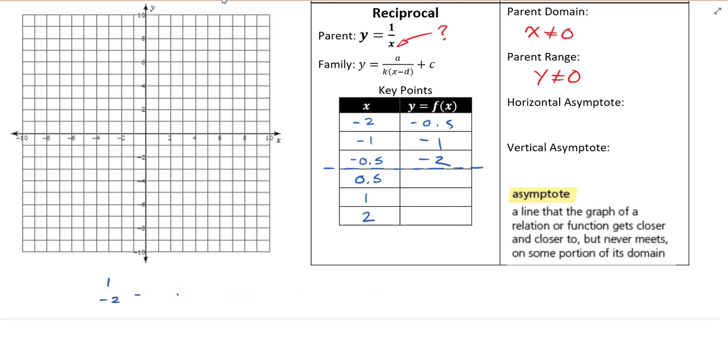What happens now when I do the exact same thing with the positive ones? Same thing, but just positive. 1 divided by 1/2 is 2. 1 divided by 1 is 1. And 1 divided by 2 is 1/2. Okay, so we've got our 6 points. Now let's throw those on the graph. So -2 over, 1/2 down. -1 over, 1 down.